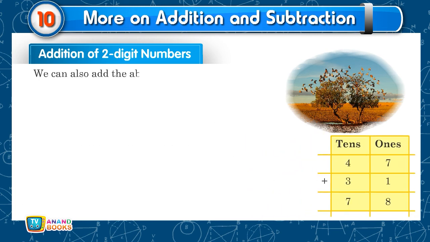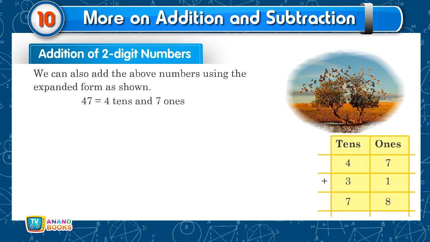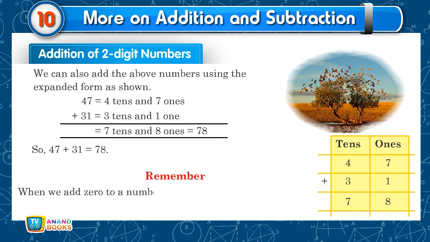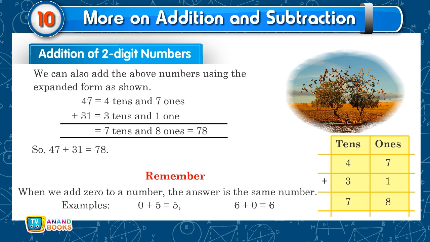We can also add the above numbers using the expanded form as shown. 47 is equal to 4 tens and 7 ones. Plus 31, which is equal to 3 tens and 1 one. That is equal to 7 tens and 8 ones, which is 78. So, 47 plus 31 is equal to 78. Remember, when we add 0 to a number, the answer is the same number. Examples, 0 plus 5 is equal to 5. 6 plus 0 is 6.